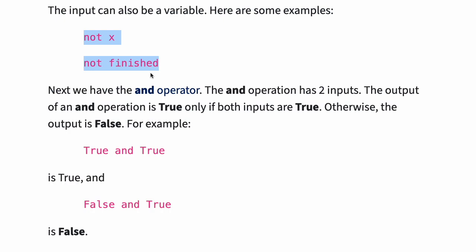Next, we have the and operator. The and operation has two inputs. The output of an and operation is true only if both inputs are true. Otherwise, the output is false. For example, True and True is True, and False and True is False.